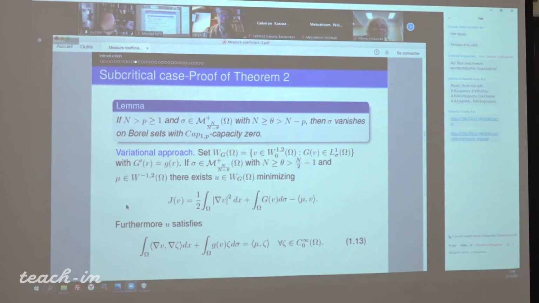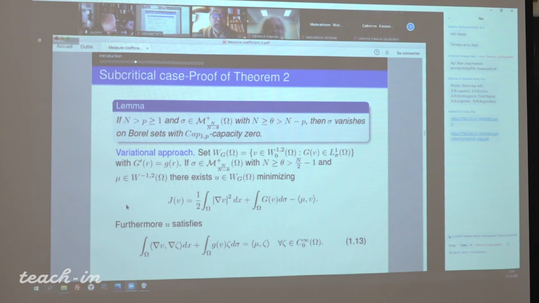So first we have to approximate. To approximate the problem, we have to go back to a simple variational approach. I define the set Wg of omega, which is the set of functions V in W1,2 zero of omega such that capital G of V is in L1 sigma. So what is capital G? Capital G is the integral from 0 to r of g of s ds. That means that capital G prime is g of r.